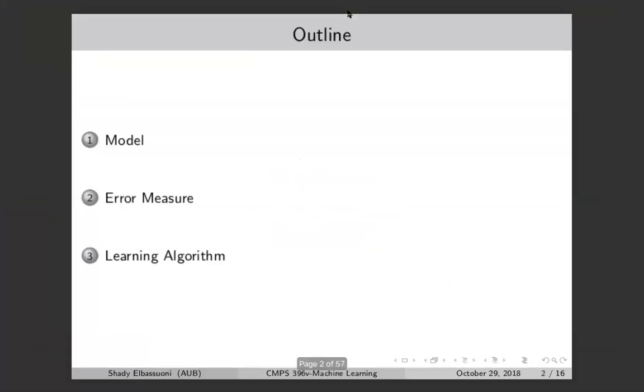Okay, so we're going to talk about the model first, and then we'll see what is the error measure for this model that we want to minimize. So how do we get the weights that minimizes the error measure? And then we'll see the learning algorithm that minimizes the error function.